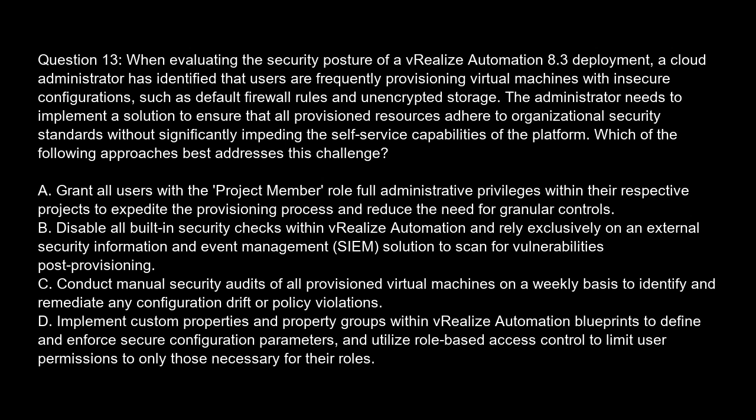Option C. Conduct manual security audits of all provisioned virtual machines on a weekly basis to identify and remediate any configuration drift or policy violations. Option D. Implement custom properties and property groups within vRealize Automation blueprints to define and enforce secure configuration parameters, and utilize role-based access control to limit user permissions to only those necessary for their roles.